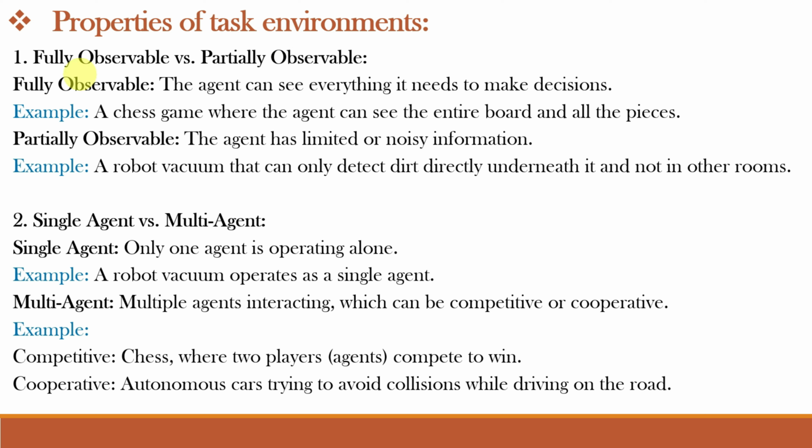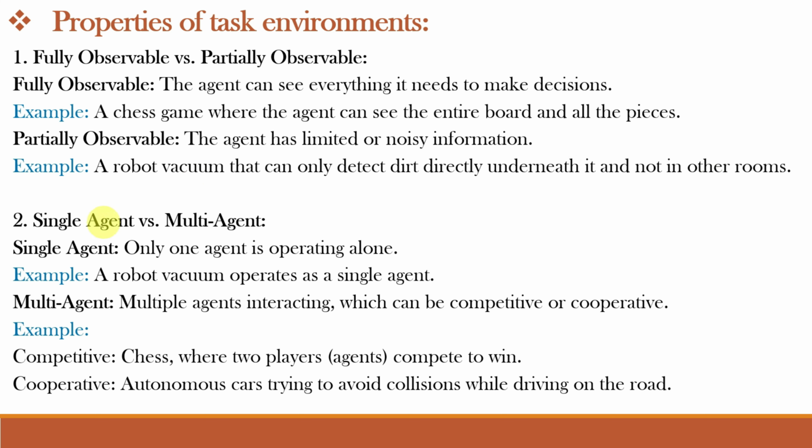First property is fully observable versus partially observable. As the name suggests, for fully observable, the agent can access the complete state of the environment at each point of time, whereas for partially observable, the agent has limited or noisy information. The example of fully observable task environment is a chess game. Why? Because the agent can see the entire board and all the pieces. And the example of partially observable task environment is a vacuum cleaner robot that can only detect dirt in one room and not in the other rooms.